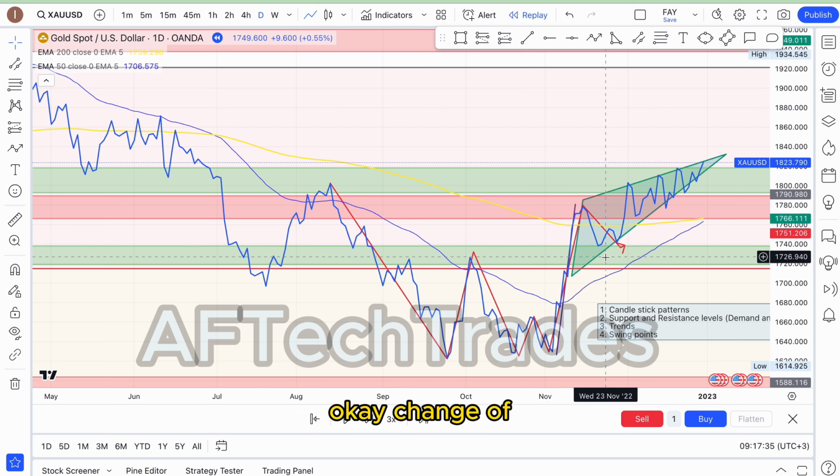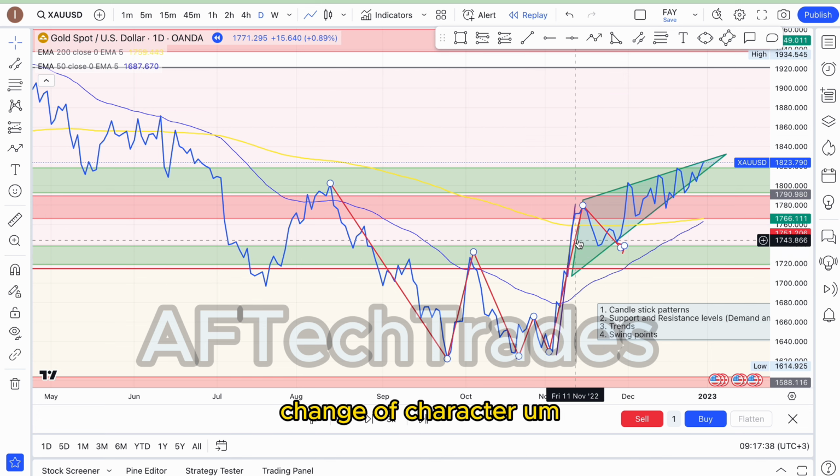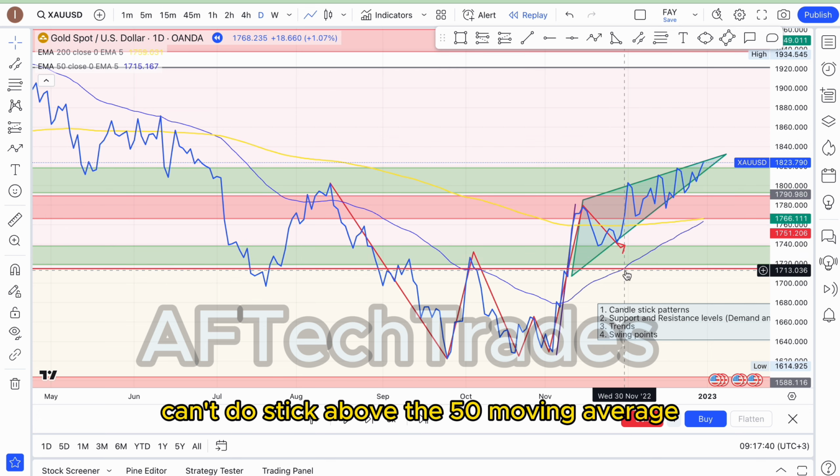Okay, change of character, candlestick above the 50 moving average.